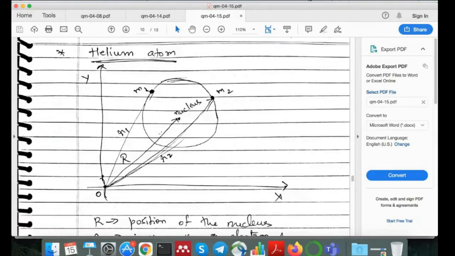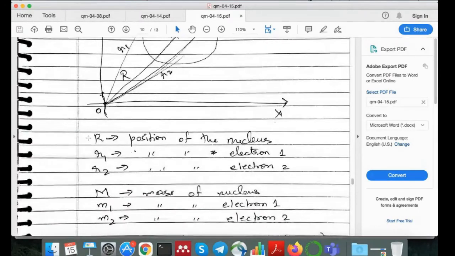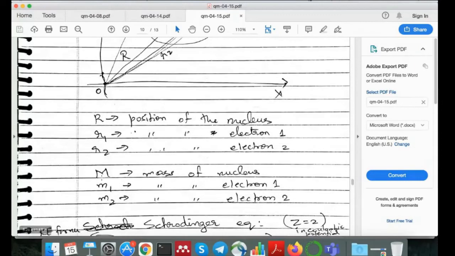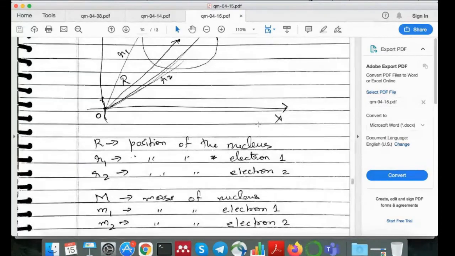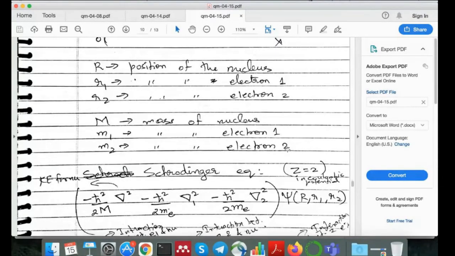Okay, so let's look at it. Capital R is the position of the nucleus from the origin, small r1 the position of electron 1, small r2 the position of electron 2. Capital M is the mass of the nucleus, M1 is the mass of electron 1, M2 is the mass of electron 2. Both are electrons, so they will have the same mass, right? So M1 and M2 are equal to m_e.